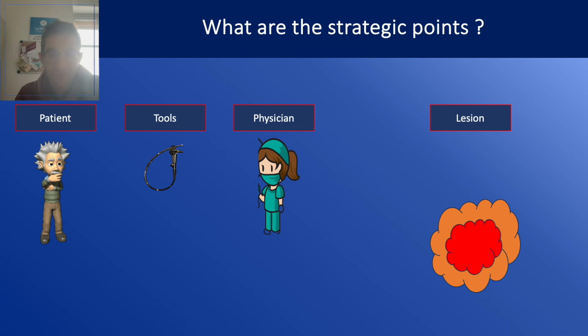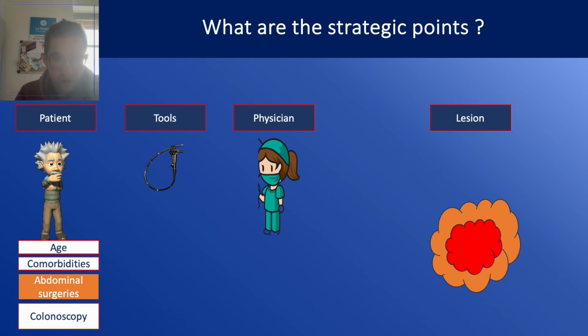So what are the strategic points? You should know all these points to schedule your procedure and to choose everything for planning your procedure. First, the patient: the age, the comorbidities, the history of abdominal surgeries, and if possible, information about the previous colonoscopies. Was it easy? Was it difficult? Was it a nightmare with a lot of loops? Or is it quite easy?